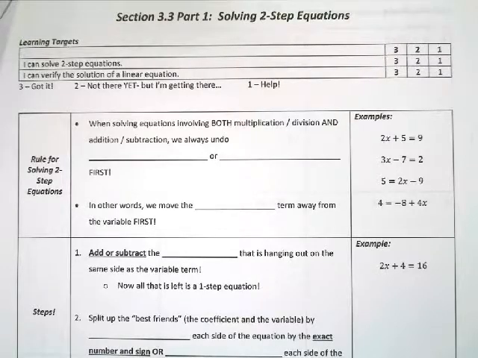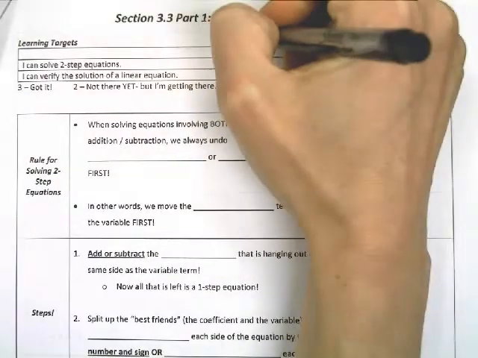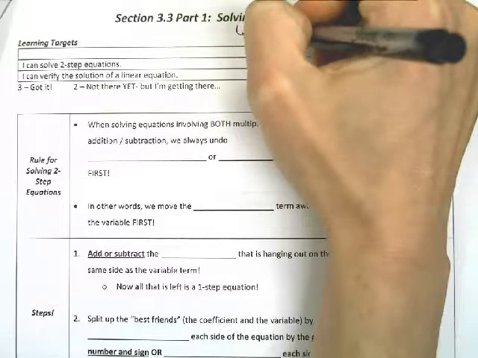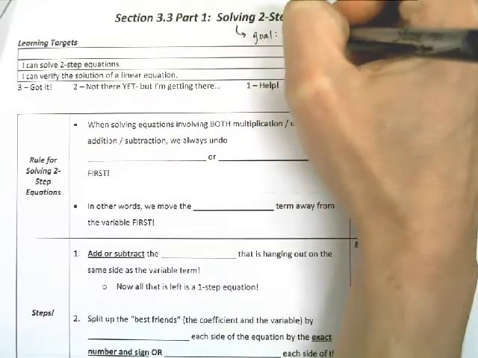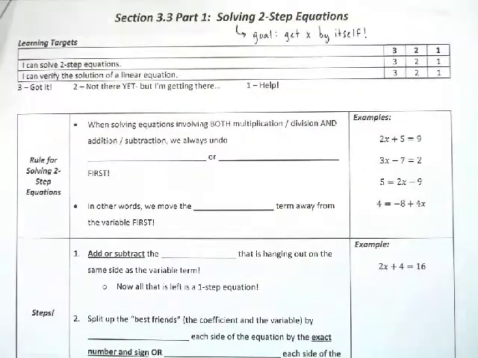Hey everybody, as you know, we've been working so far on just solving one-step equations. So those are really equations that just have one operation in them. So it just takes one step to undo that operation and get x by itself, right? When we're solving, our goal is always to get x by itself. So our goal is to get x by itself.